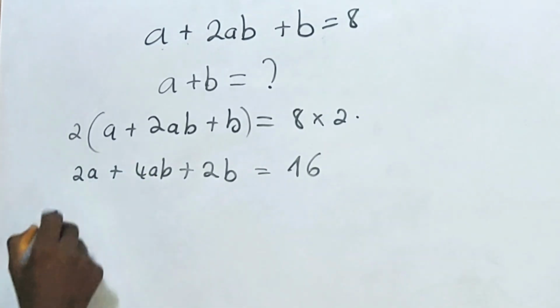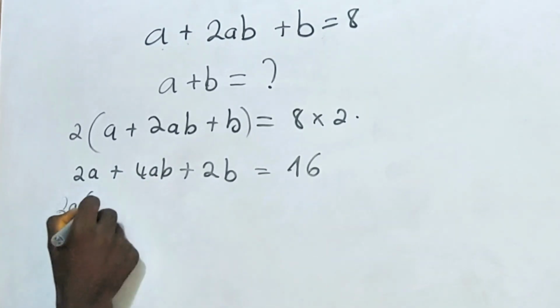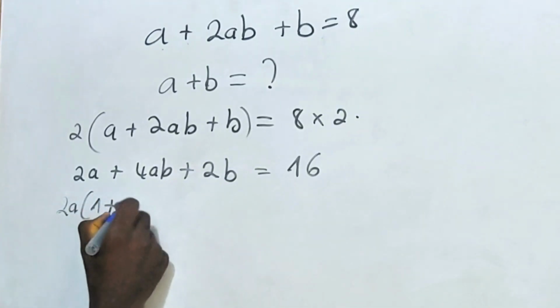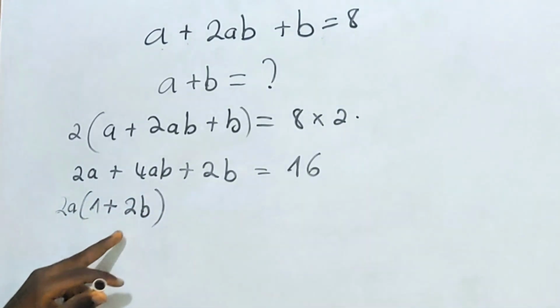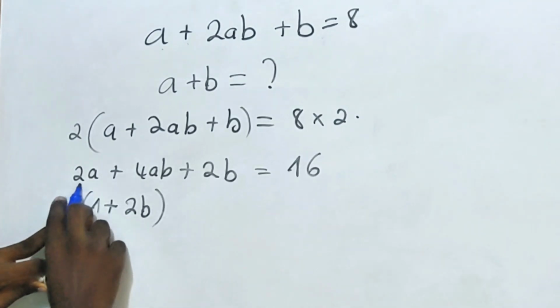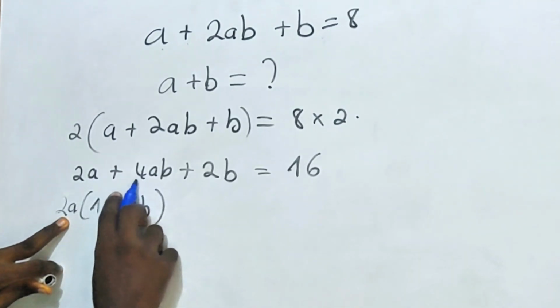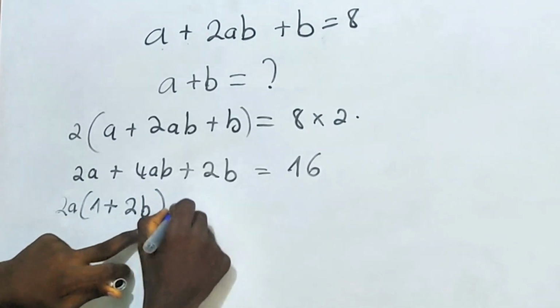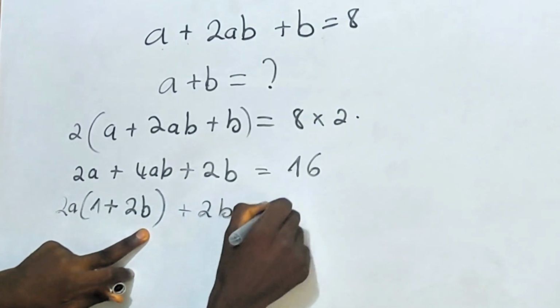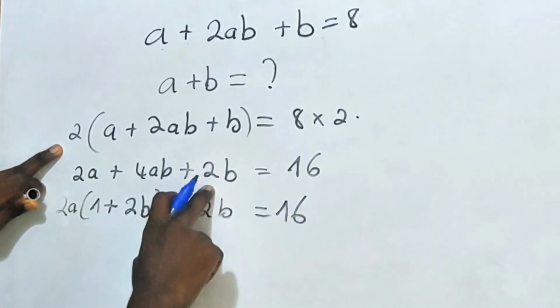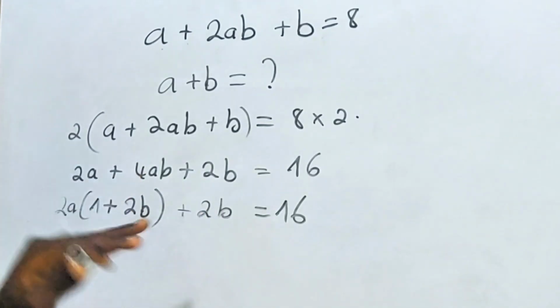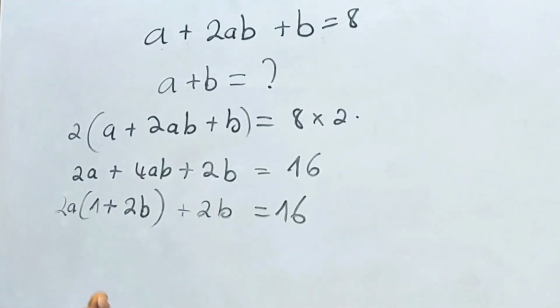A typical way of factorizing is to have 2a here and 1 plus 2b. We take 2a here, and we divide here, and we have 2b, plus this one equals 16. You see, the reason we multiply by 2 is to have this. Else we are going to have a half, and that will be complicated to manage. It's better to have this than having a half.